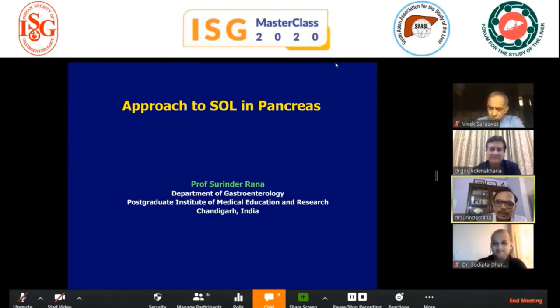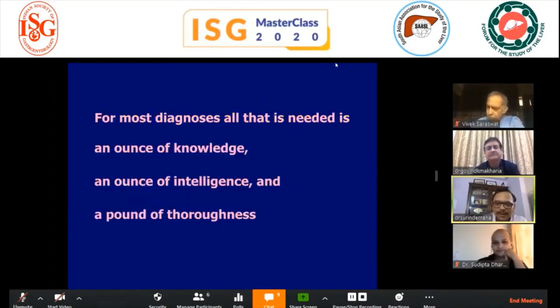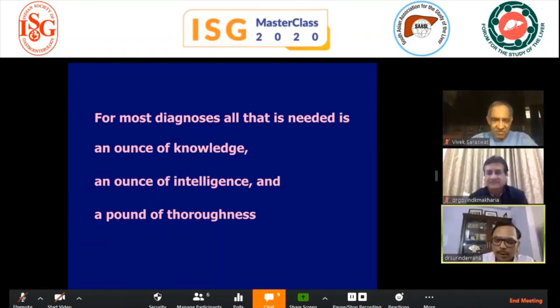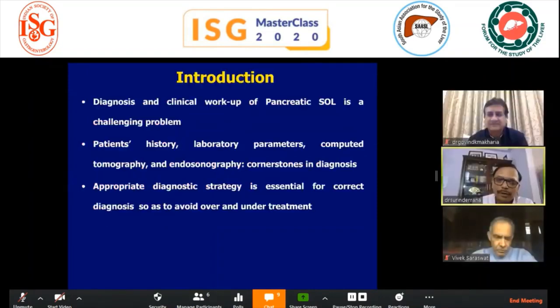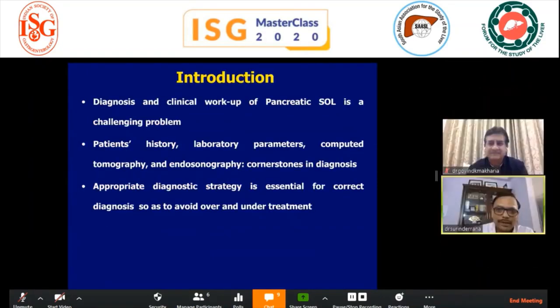So we're going to talk about how to approach a patient with an SOL in pancreas. And this was a very great quote which I found in Lancet in the 1980s, which says that for most diagnosis, all that is needed is an ounce of knowledge, an ounce of intelligence, and a pound of thoroughness. So hence, it's very important to have a systematic and thorough approach to establish a diagnosis for any disease, and more aptly for a pancreatic space occupying lesion.